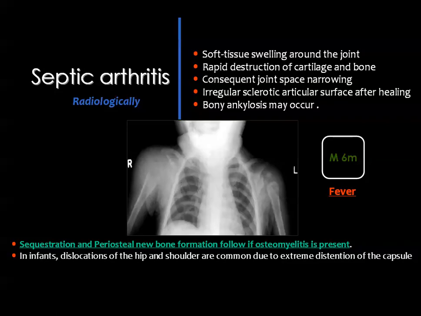Then these are the manifestations of septic arthritis: soft tissue swelling around the joint because of inflammation, rapid destruction of the cartilage and bone, and then followed by joint space narrowing. And after healing, you got a sclerotic reaction of the articular surfaces, which may end by bony ankylosis.